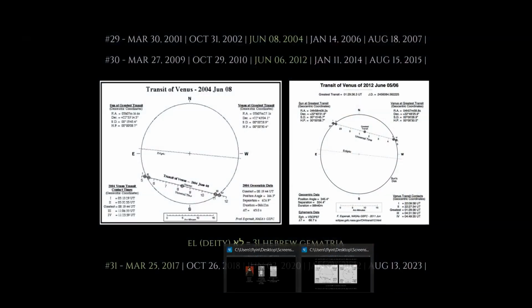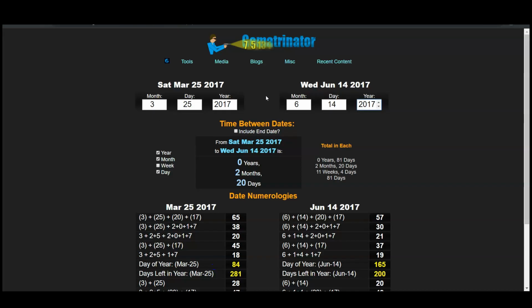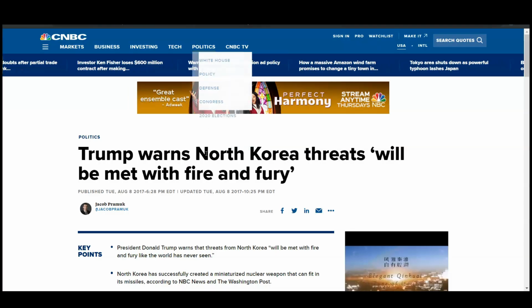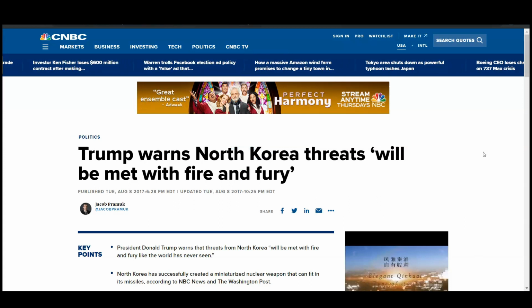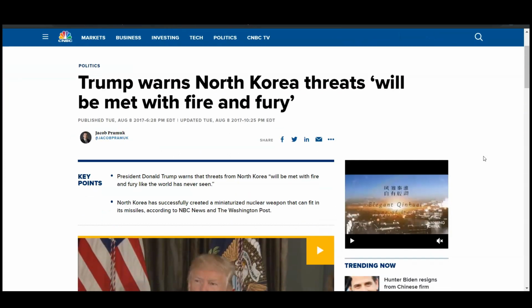So I want to show you guys we're going to go to this date here, 8/8/2017. This is 4 months and 14 days after the beginning of the Venus pentagram. And 8/8/2017, that was the day that Trump threatened North Korea with fire and fury.